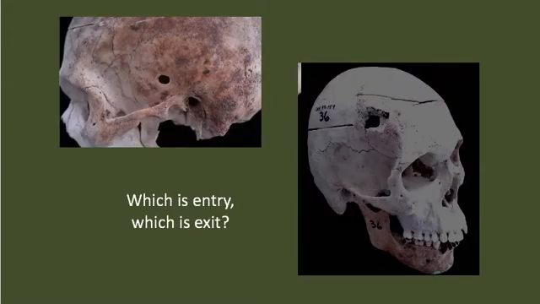So looking at this example, which is the entry wound and which is the exit wound, it's pretty straightforward. As I said, we need to look for the nice, neat, round hole, which would be the entry wound, which we see here. And then the exit wound, we can clearly see here, we have this external beveling. It's pretty straightforward that that is the individual's exit wound.